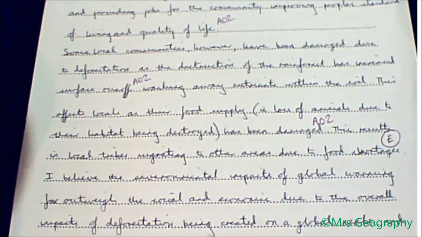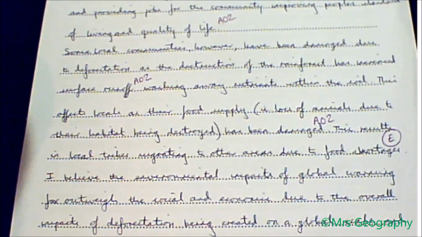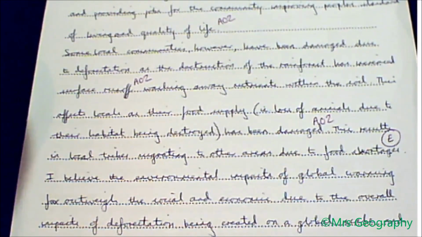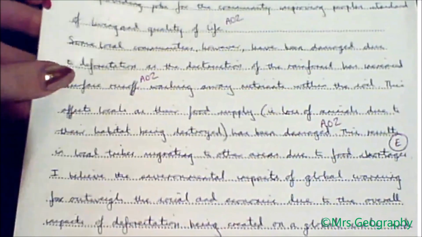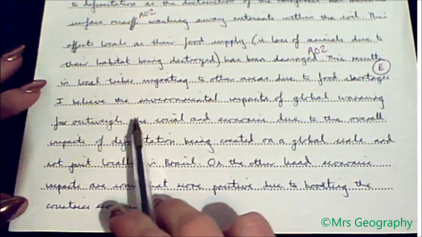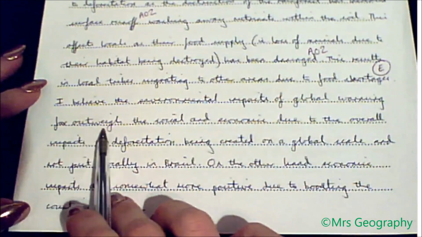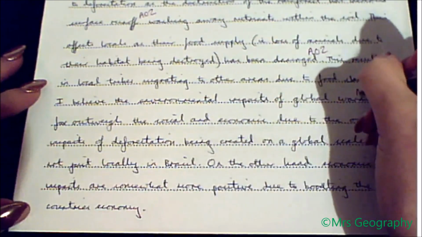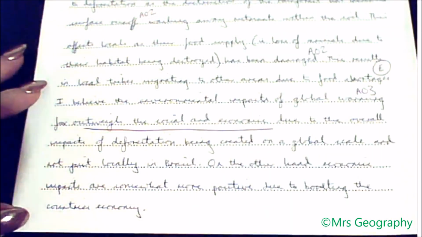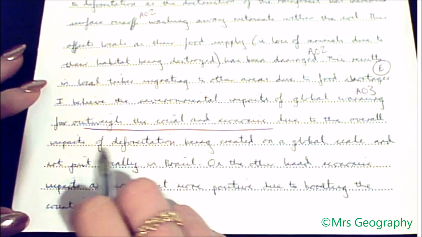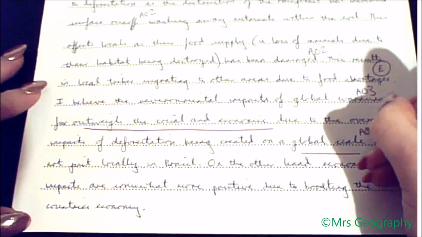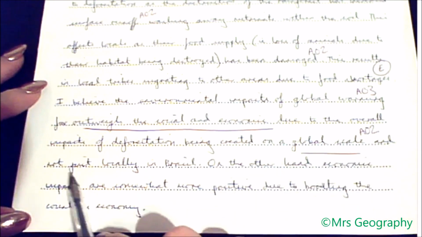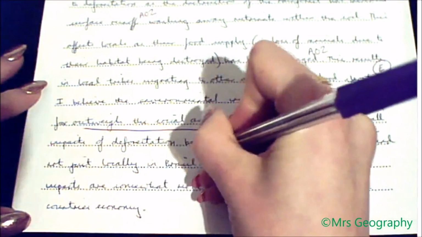Now, because this question is an assessed question, you must make a judgment at the end. So they then move on to say, I believe the environmental impacts of global warming far outweigh the social and economic. So not only have they made a judgment here, but they've compared it to 2 other factors. Then they back it up by saying due to the overall impacts of deforestation being created on a global scale. They're linking back all the time back to their knowledge, AO2. And not just locally in Brazil, so AO1, location knowledge.